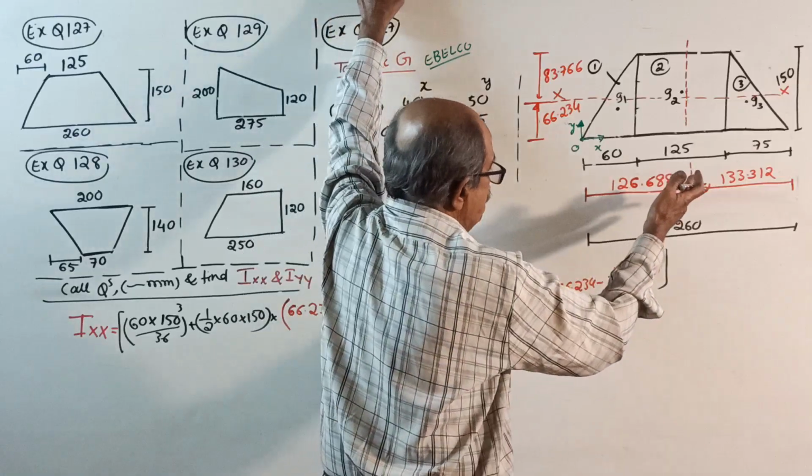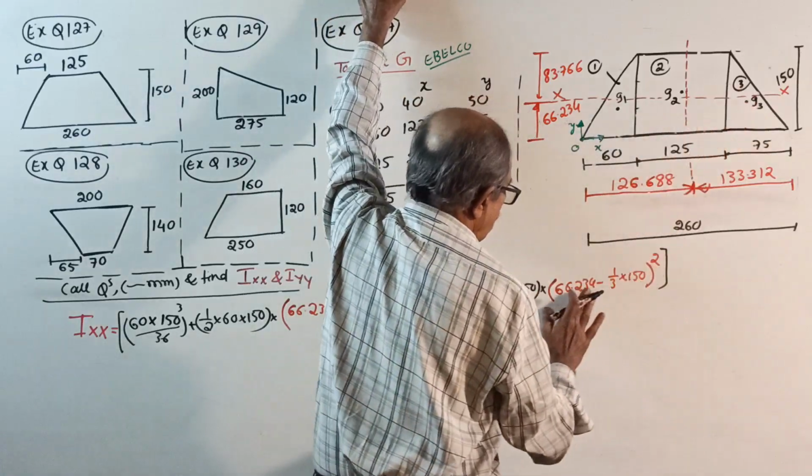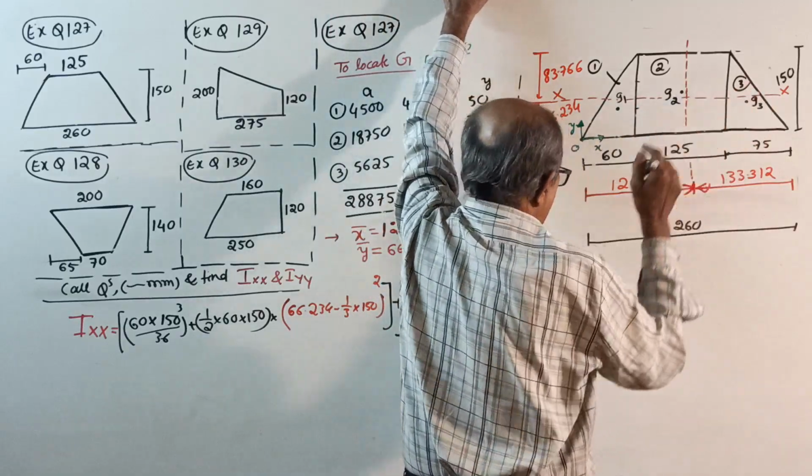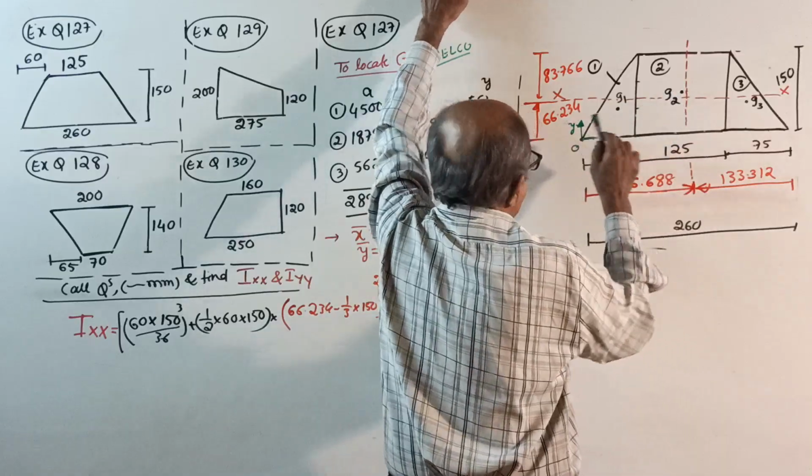Oh, sorry, which one am I doing? Okay, I took that one. No, 66. I actually am doing for rectangle. I wrote for triangle, 66.234. No, I should do it the other way.